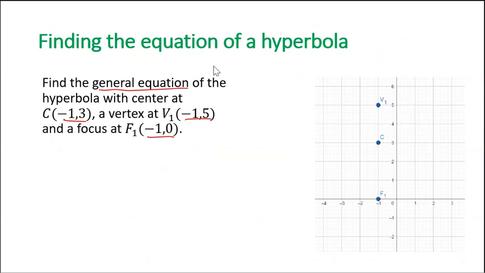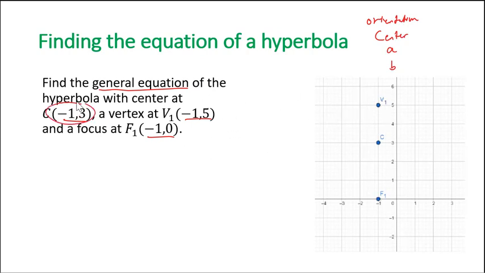So in order to get the equation of a hyperbola, you should know first the orientation or the type of hyperbola, whether it is a left-right or an up-down hyperbola. You should also know the center. You should also know the values of a and b. So which among these can we obtain based on the given information?